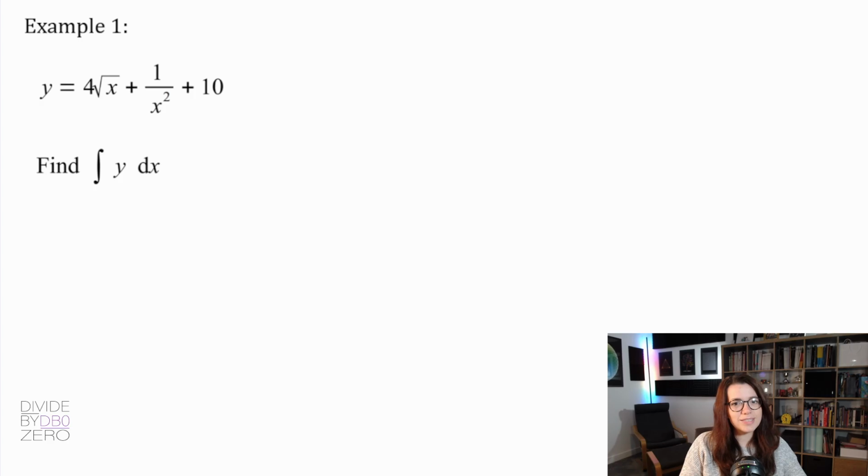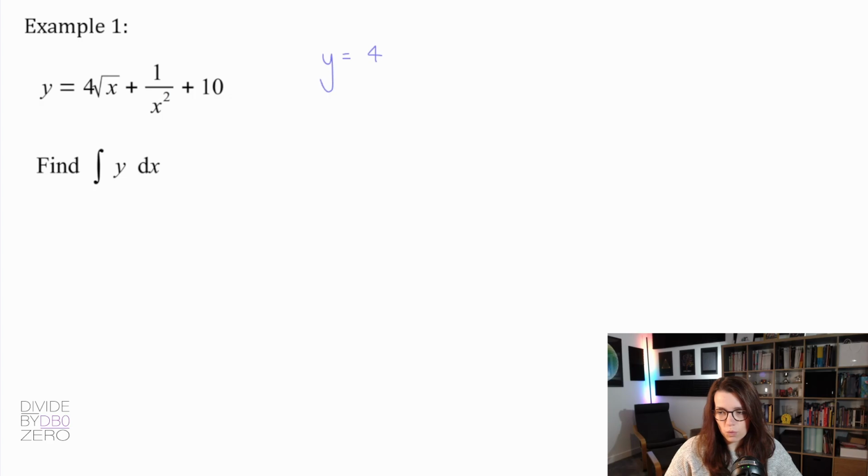Now we've seen the basics of integration, let's work through some examples. Example 1. Y equals 4 root x plus 1 over x squared plus 10. Find the integral of y with respect to x. So first thing I do is rewrite the y expression to make it easier to integrate. This is the same first step if you're going to differentiate as well, by the way.